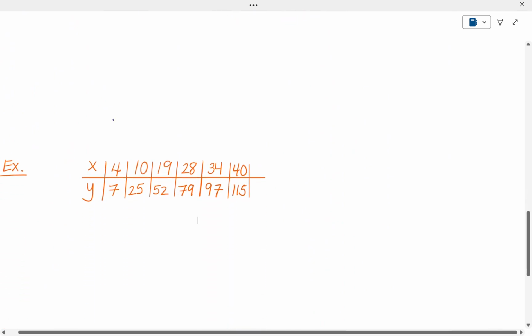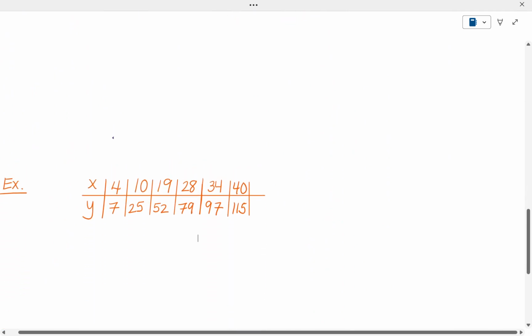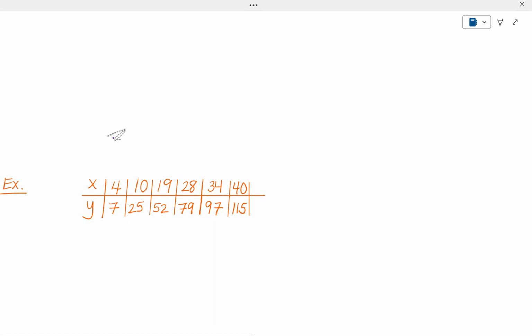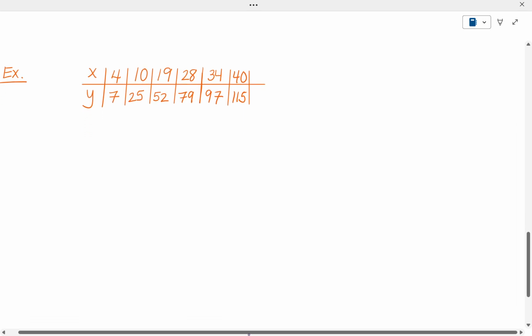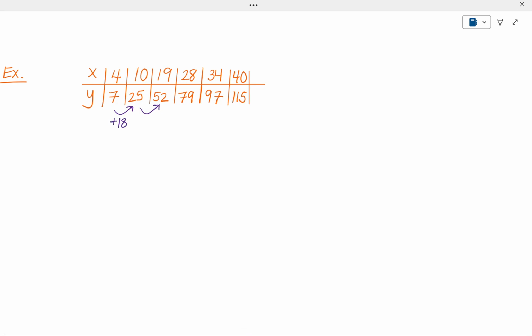Moving down to our next example, let's start off by finding the change in y and the change in x. So how is y changing? To go from 7 to 25, we add 18. From 25 to 52, we add 27. From 52 to 79, we add 27 again. From 79 to 97, we add 18. And from 97 to 115, we add 18 again.